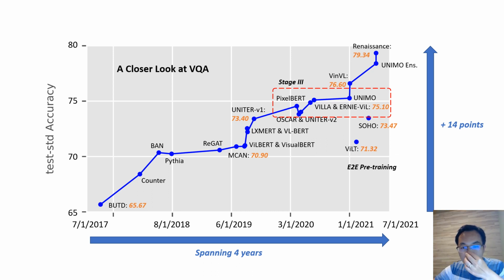So now we will go into the third stage of the VLP models. In this part, I'm going to talk about VILLA, Oscar, ERNIE-ViL, and UNIMO. I will mainly discuss how these methods can be used to enhance the performance of the pioneering VLP models.